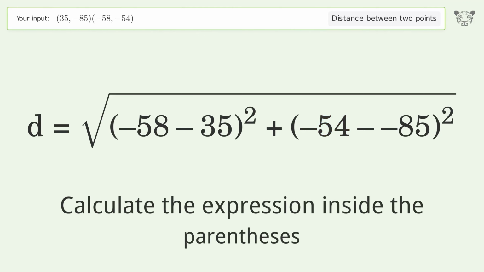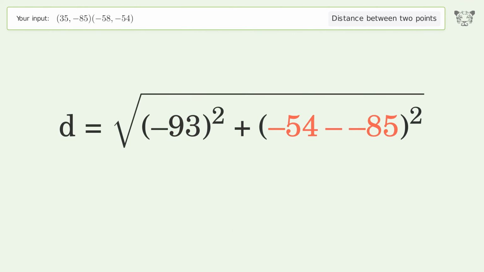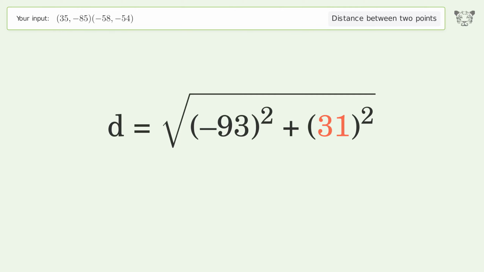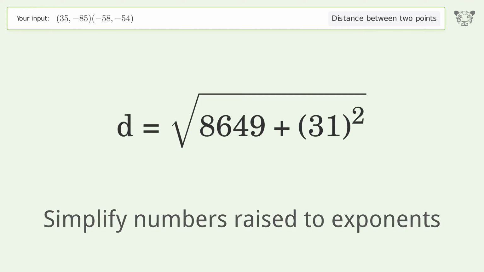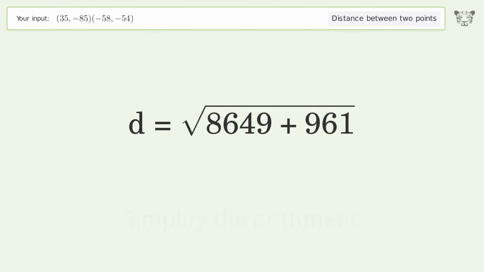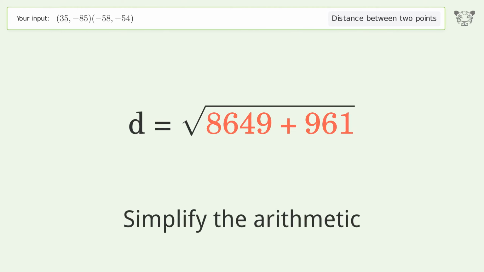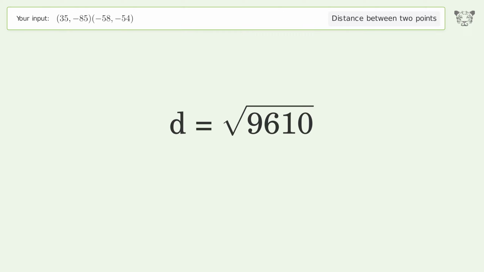Calculate the expression inside the parentheses. Simplify numbers raised to exponents. Simplify the arithmetic. And so the distance between the 2 points is the square root of 9,610, or 98.031.